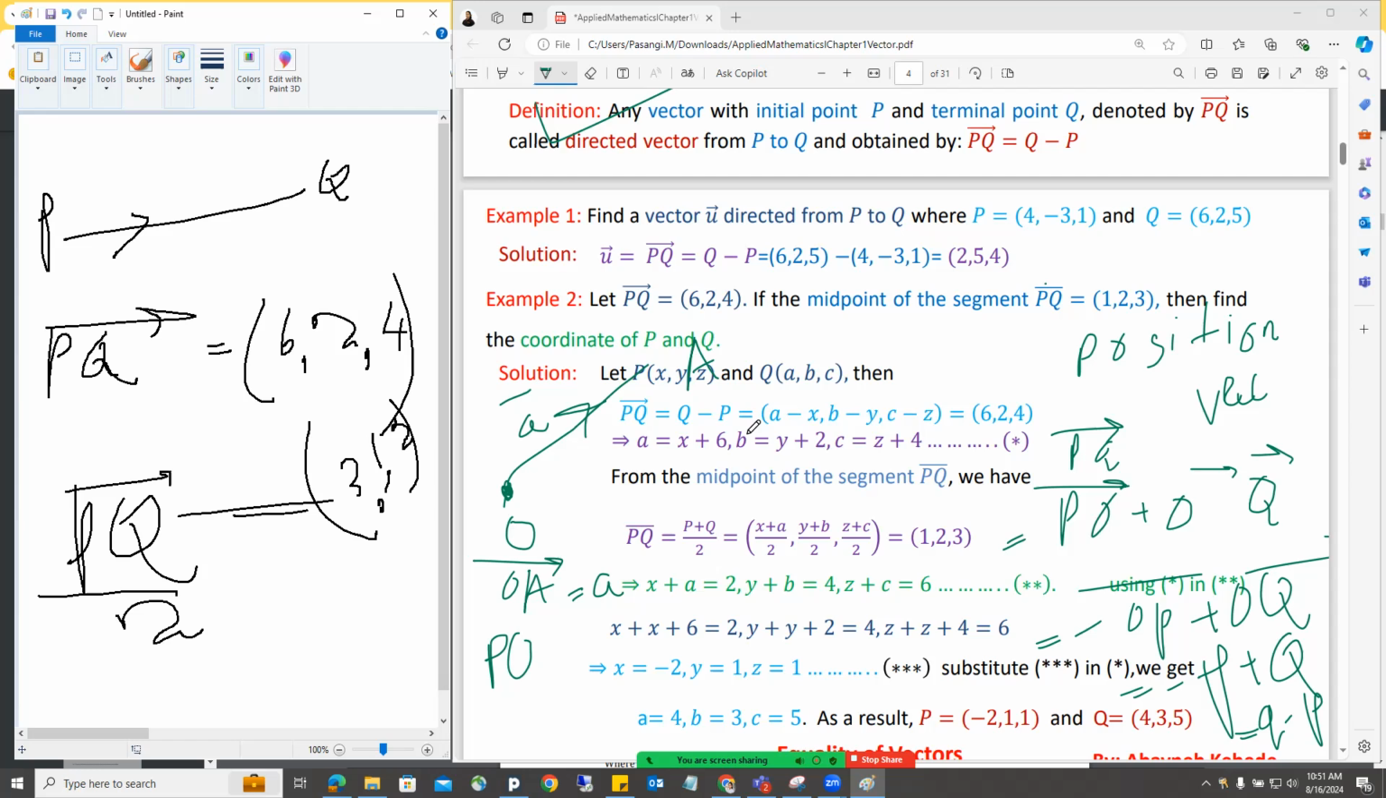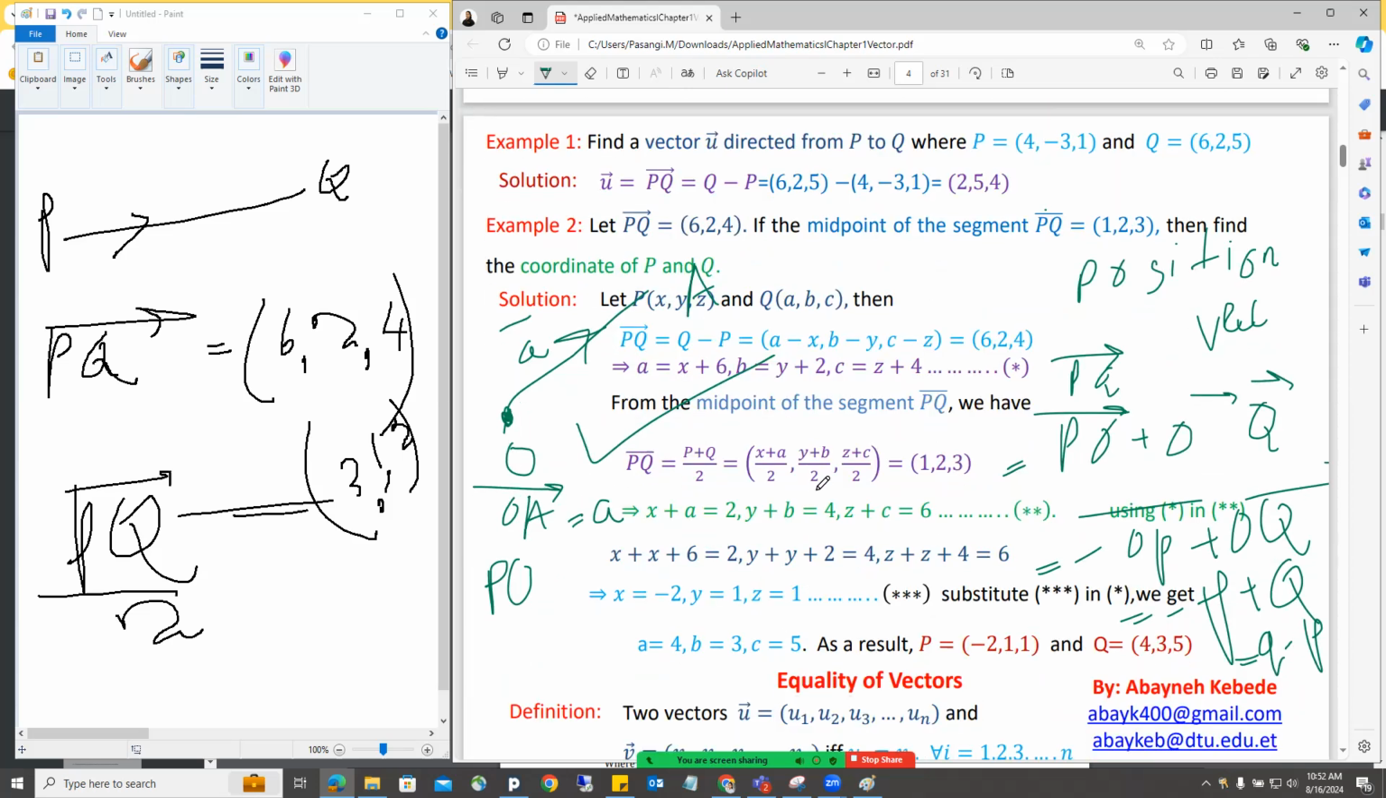And then since they have asked us to calculate the midpoint of the segment, we need to divide this P plus Q by 2. So P plus Q by 2 means here X plus A divided by 2, Y plus B divided by 2, and Z plus C divided by 2. Then it equals 1, 2, 3. Is it clear what they have done here?